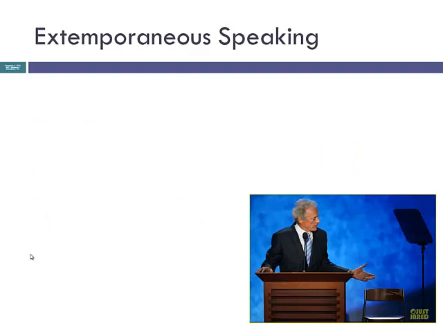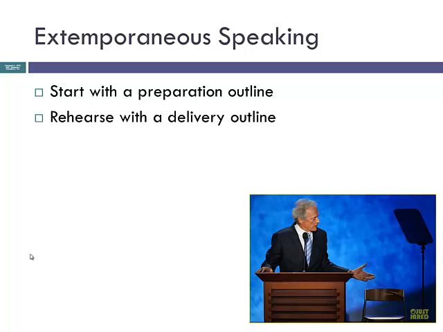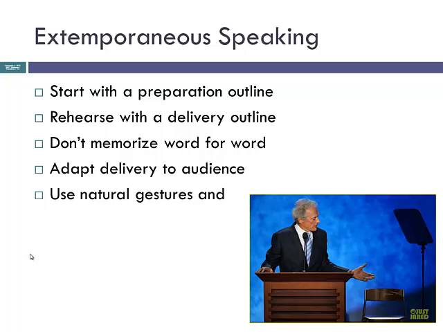The next one is extemporaneous speaking. Here's a picture of Clint Eastwood, and this was from the Republican convention where he's talking to the chair. Now, a lot of people say that was an impromptu speech, and I think actually part of it was, but he did prepare it. So when you talk about extemporaneous speaking, it means that you actually have a prepared speech.